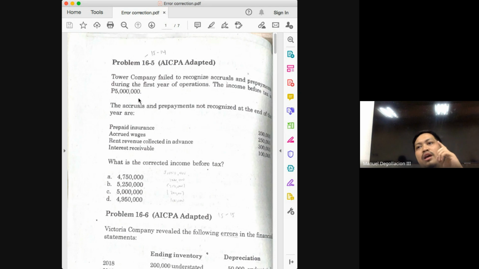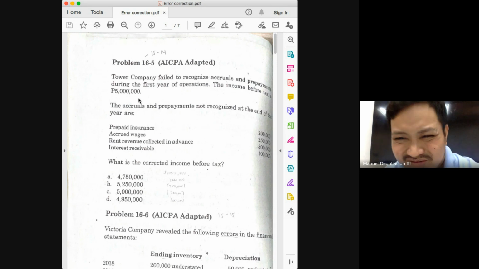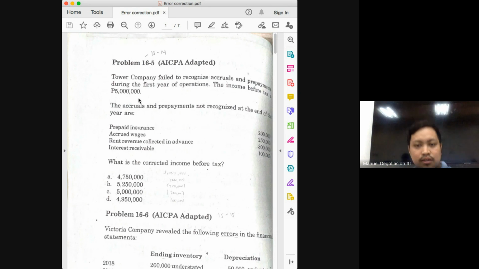And how do you correct an understatement, class? By adding the amount of understatement. And how much would be the rent revenue that was not recognized, class? 300,000. So what do we do? We add the 300,000 to the 5 million rent revenue collected in advance.